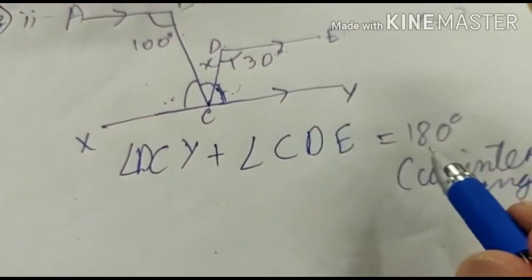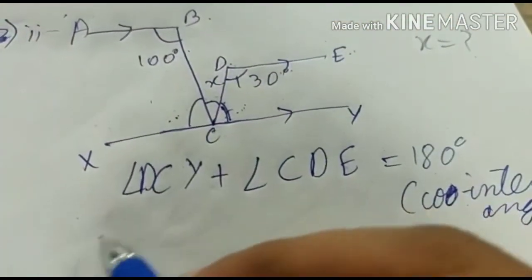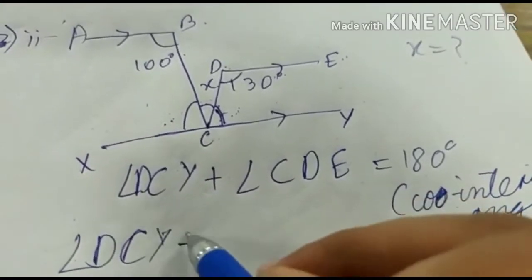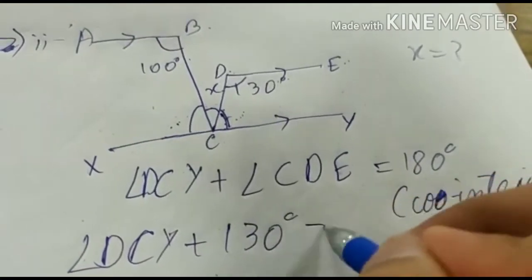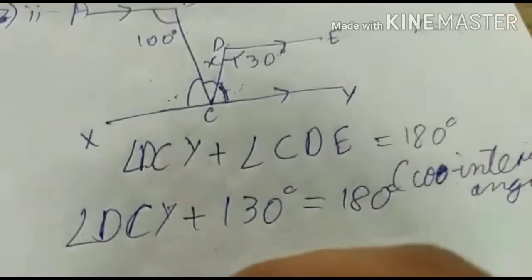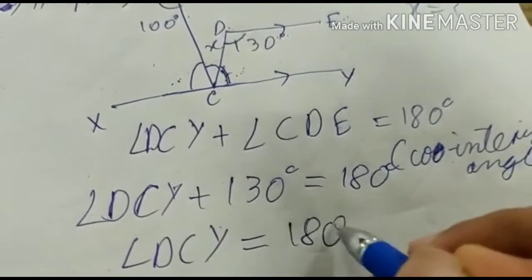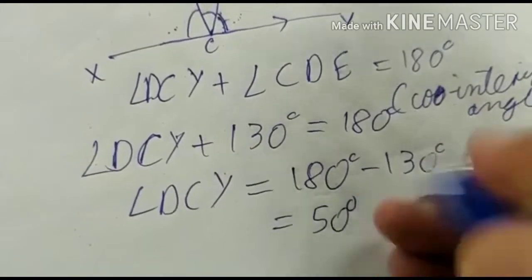This is our last property. So angle DCY, we need to find this angle. DCY plus CDE, CDE is 130 degrees, equals 180 degrees. Angle DCY will be equal to 180 minus 130. It will be equal to 50 degrees.